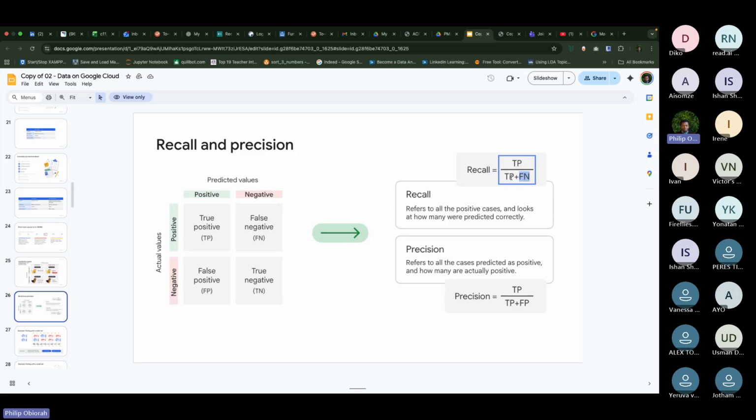So true positive is true. Everything here is positive. Of all the positive cases, false negative is positive too. So this is over all positive cases. What fraction of the positives did we catch out of all the positives? That is recall.